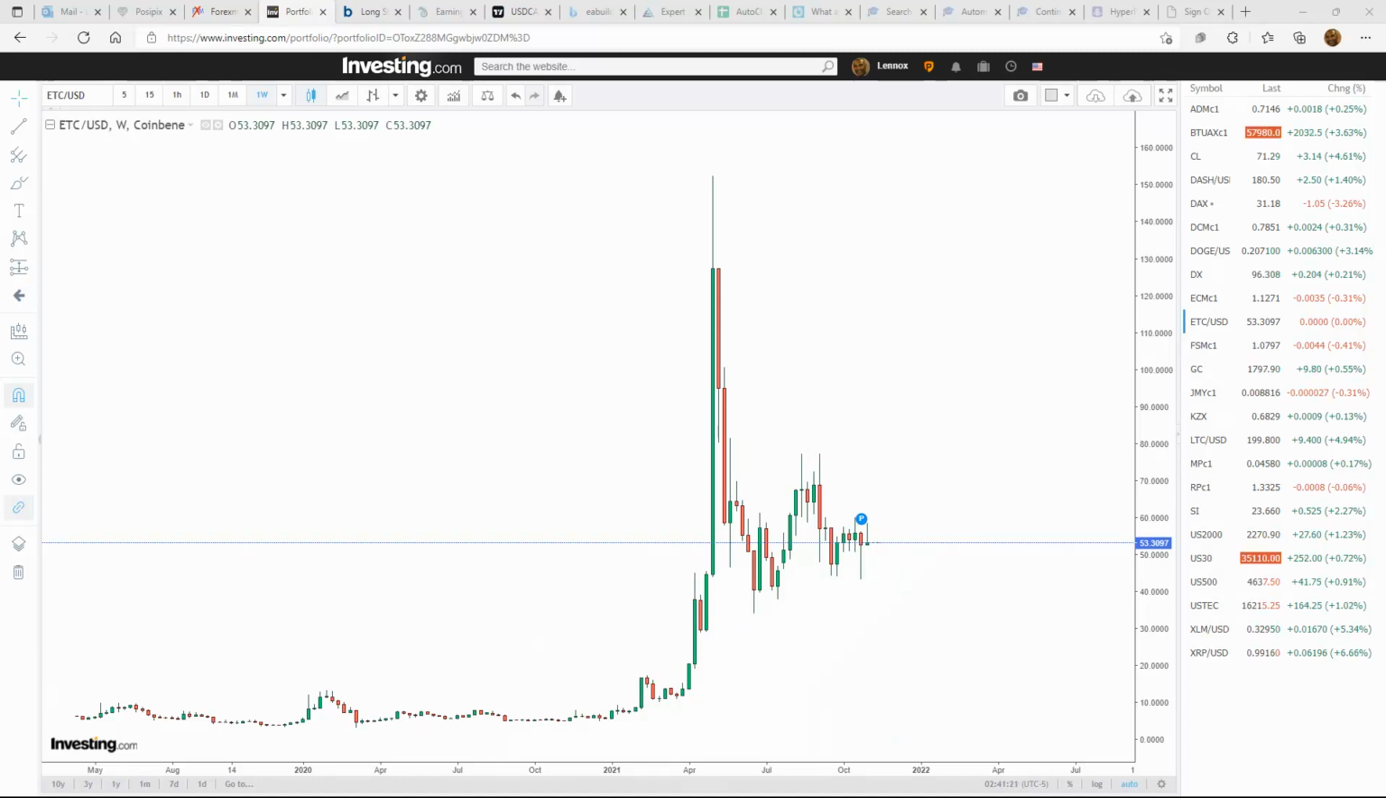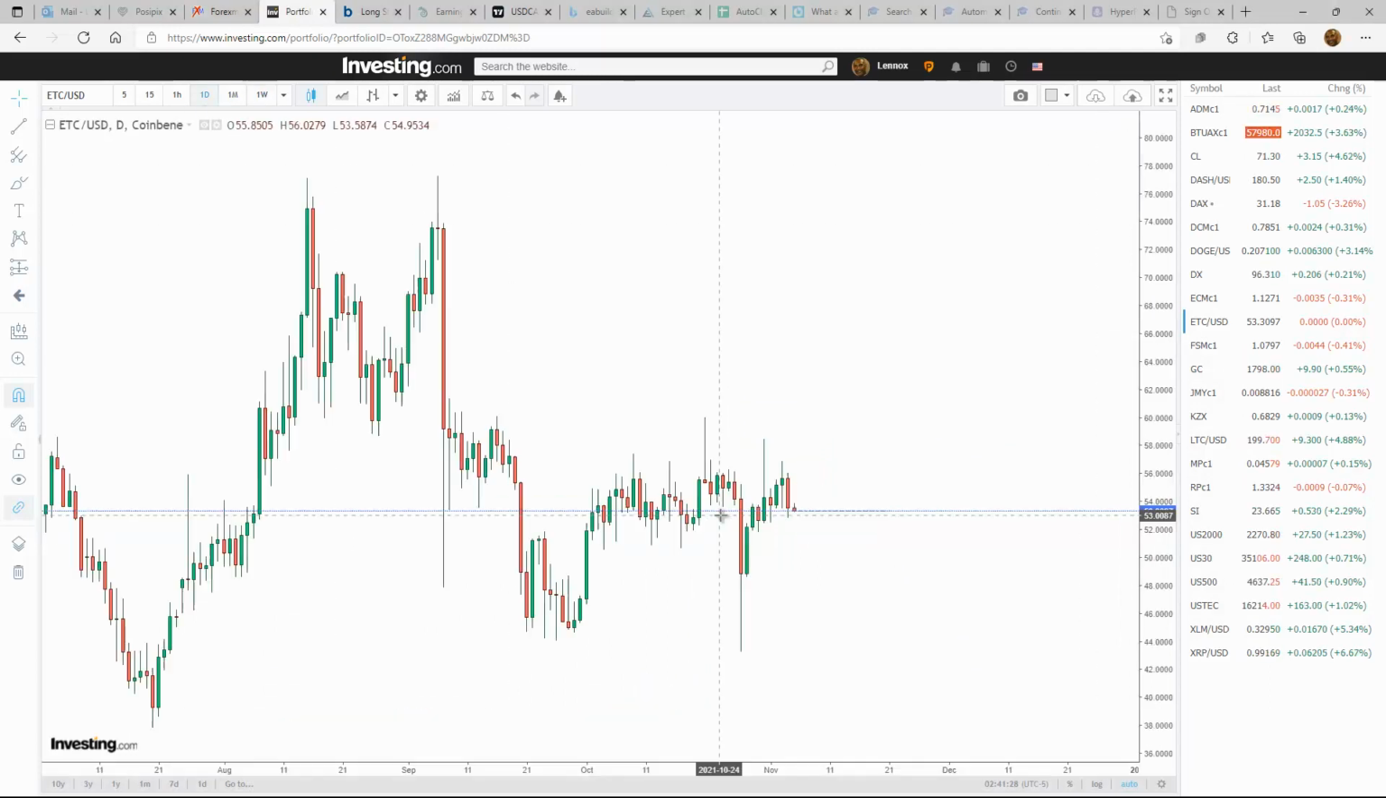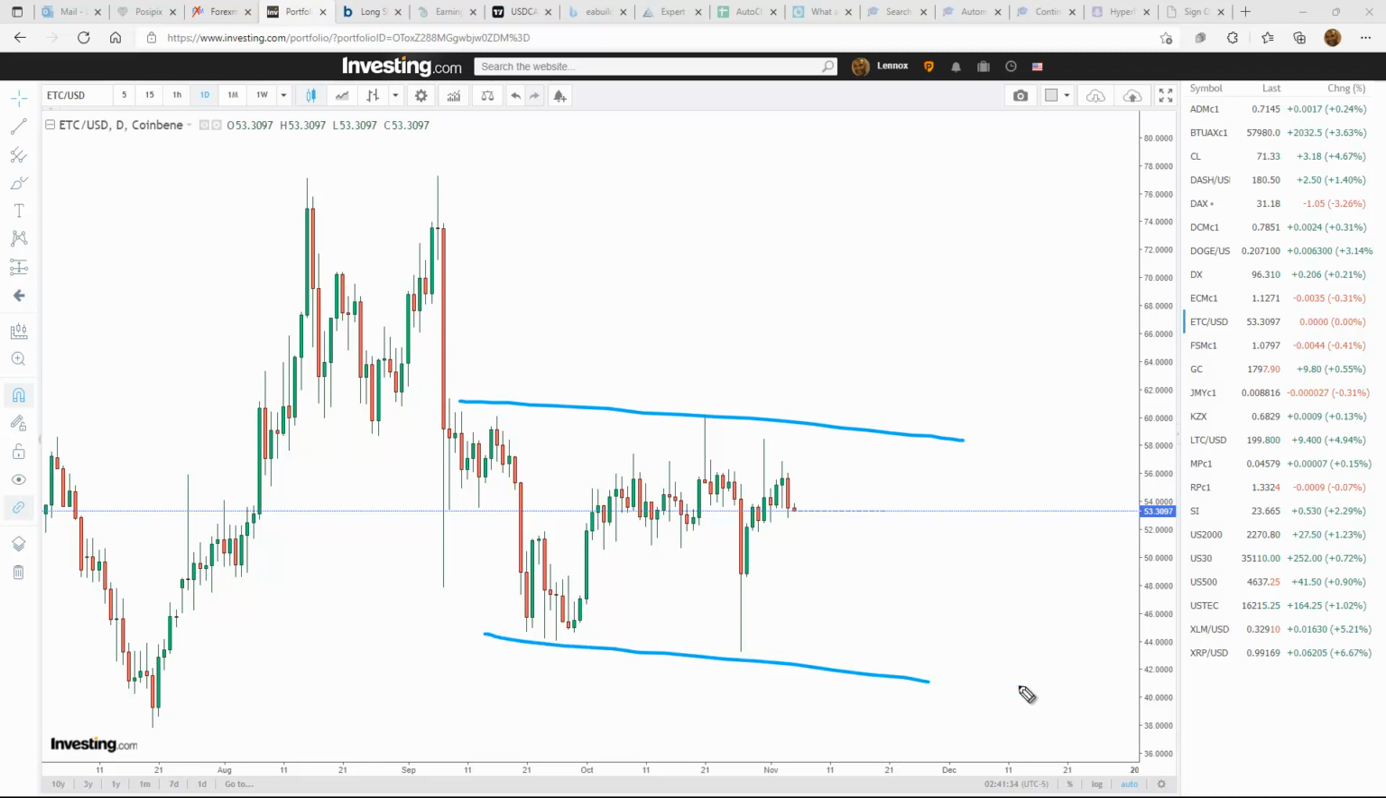So I wouldn't be really too keen on buying or selling at this moment in time, because you can see we're clearly inside of a range, and we could come back down a little bit and so on. So not really liking that too much at this point for ETH.